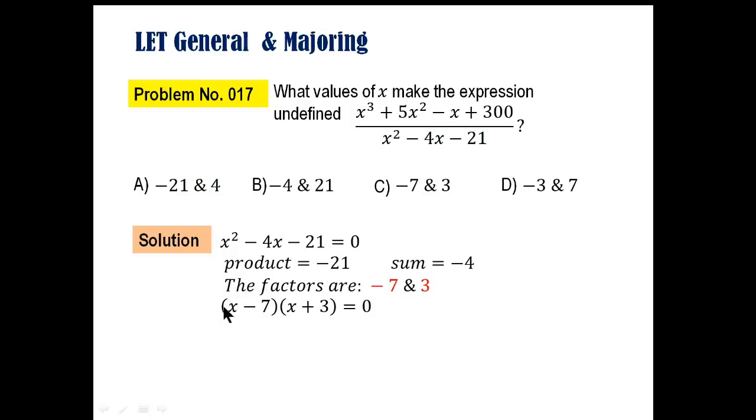The factors are quantity x minus 7 times quantity x plus 3 is equal to 0. Then we will equate each factor to 0. x minus 7 is equal to 0 or x plus 3 is equal to 0. So we have x is equal to 7 and x is equal to negative 3. So this expression will become undefined if the value of x is 7 and negative 3. So the correct answer is letter D.